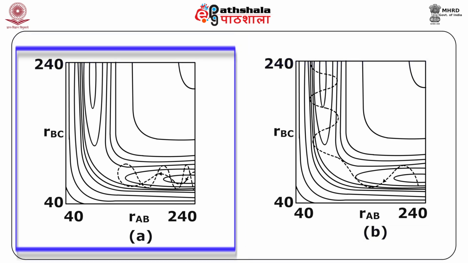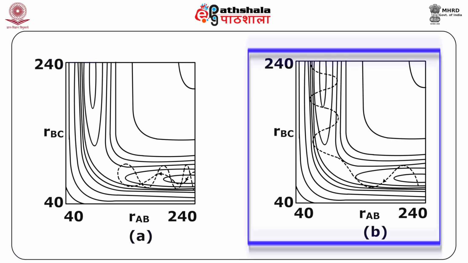You can see in figure A the trajectory of a non-reactive inelastic collision of a hydrogen atom and a hydrogen molecule. In figure B, the trajectory for a reactive collision is shown.